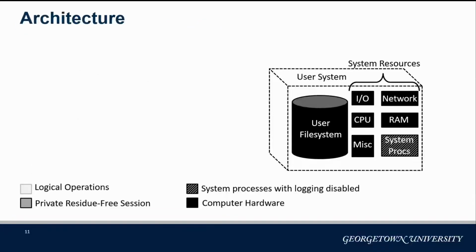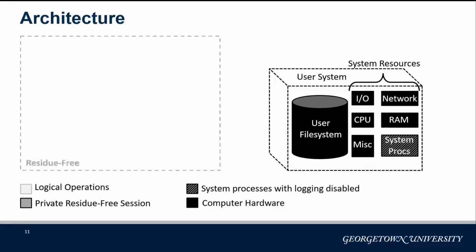Which brings us to the high-level architecture for residue-free computing. We begin with the user system, for our purposes mainly composed of the user's file system, hardware resources, and system processes, some of which may need to be modified to ensure they don't write sensitive information about residue-free to disk, and the residue-free environment we want the user's applications to run in. The key component of residue-free computing is a volatile virtual disk in RAM. To prevent file carving or later recovery of sensitive residue, it is key that all file modifications occur in RAM and never touch the user's physical disk.